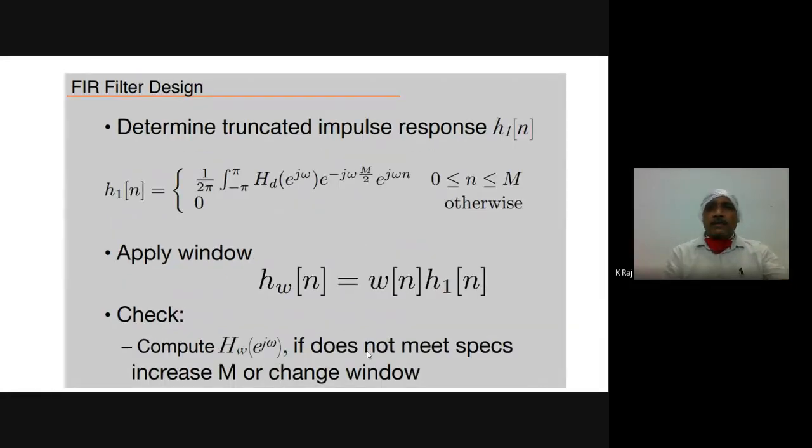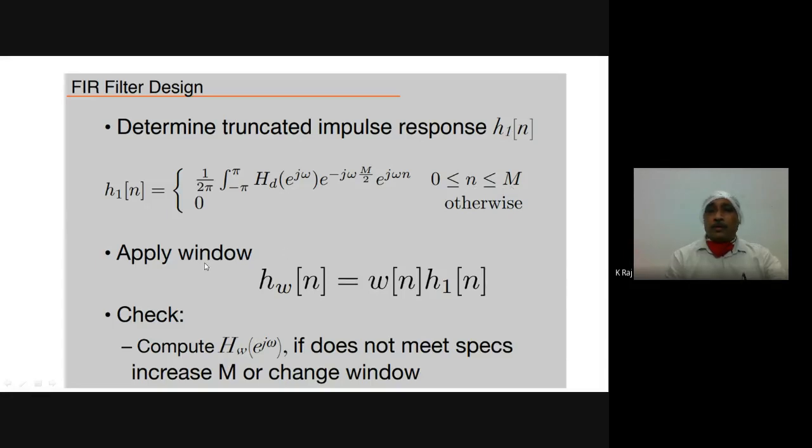Now, determine the truncated impulse response, h1[n]. See here, this is the truncated impulse response, not the windowed impulse response. The truncated impulse response is h1[n] = 1/2π ∫ from -π to π of Hd(e^jω) e^(-jωM/2) e^(jωn) dω, in order to shift the negative portion towards the right side. That is, in order to avoid the negative portion, the anti-causal portion, the truncation will take place here and n will lie from 0 to capital M.